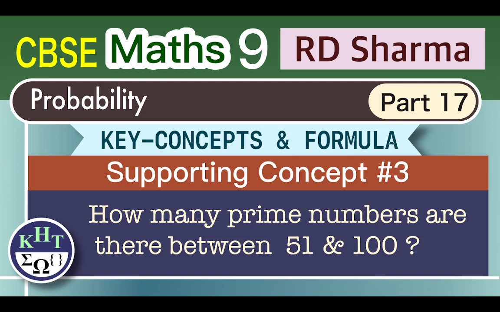This is part 17 video on the chapter of probability, where I will be discussing another supporting concept number 3: how to find the number of prime numbers between any two given numbers. Now the method I will use will be a little manual, but when the range of the given numbers is not too large, like in this thumbnail you can see: how many prime numbers are there between 51 and 100. So the range is around 50. It is not too large. So for this kind of range, it will not take that much time to find the number of prime numbers.